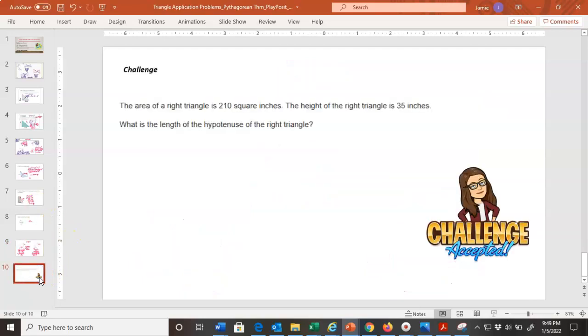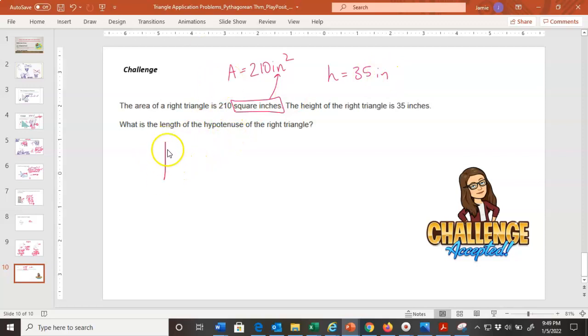All right, last problem. The area of a right triangle is 210 square inches. Anytime you see square inches, it means literally the same thing as inches squared. Square feet is the same as feet squared. It's just another way to write it. This is the way to write it using words, and this is the way to write it using symbols. The height of the triangle is 35 inches. What is the length of the hypotenuse?